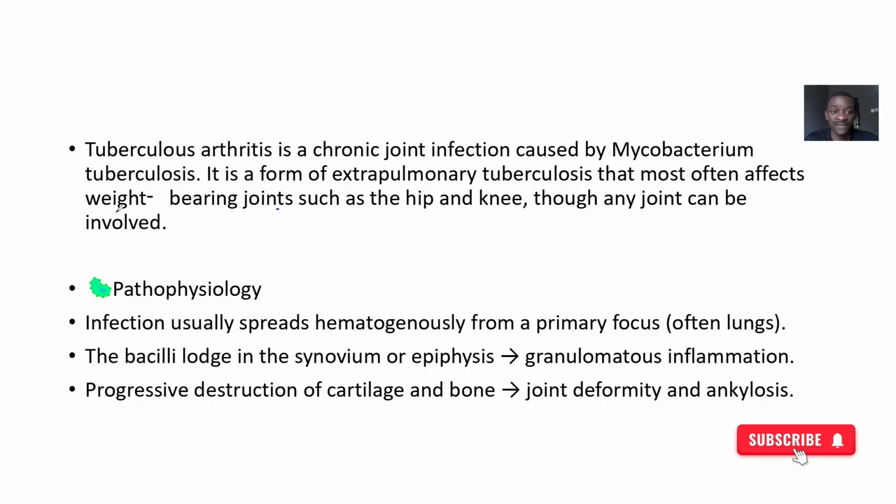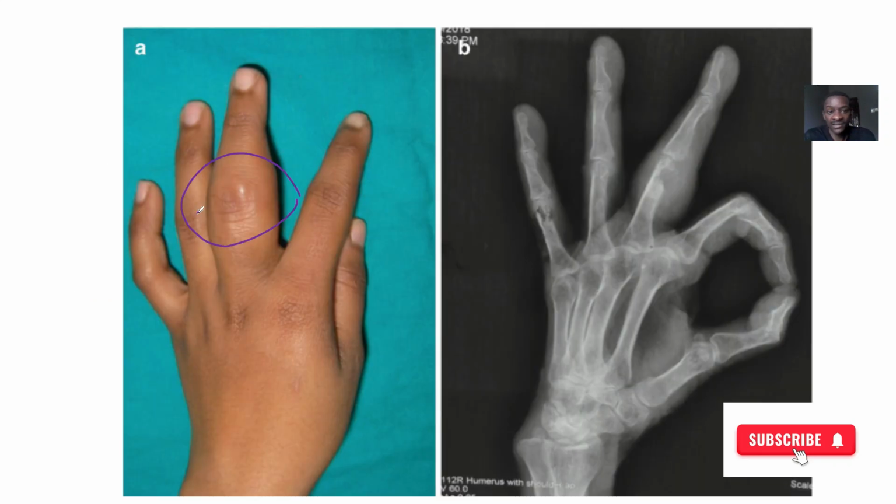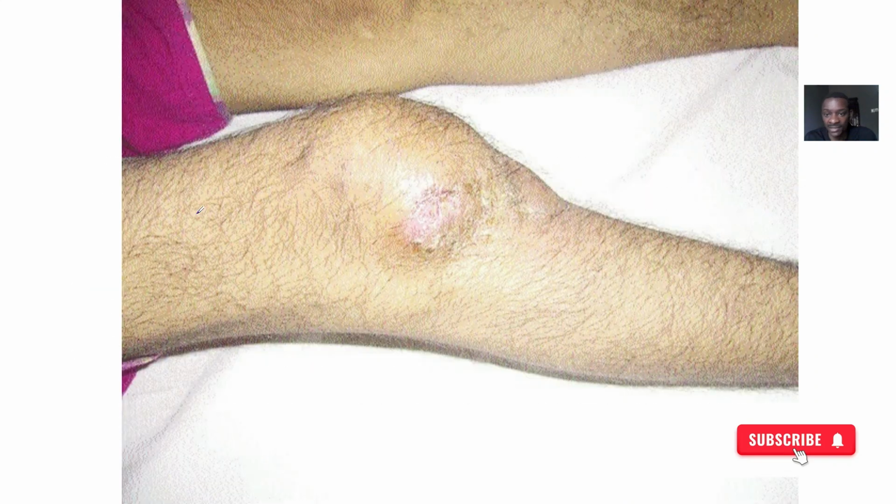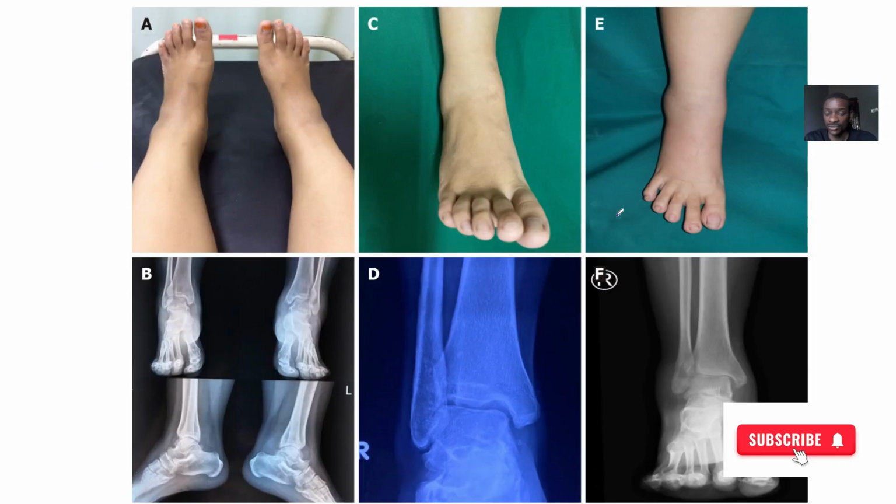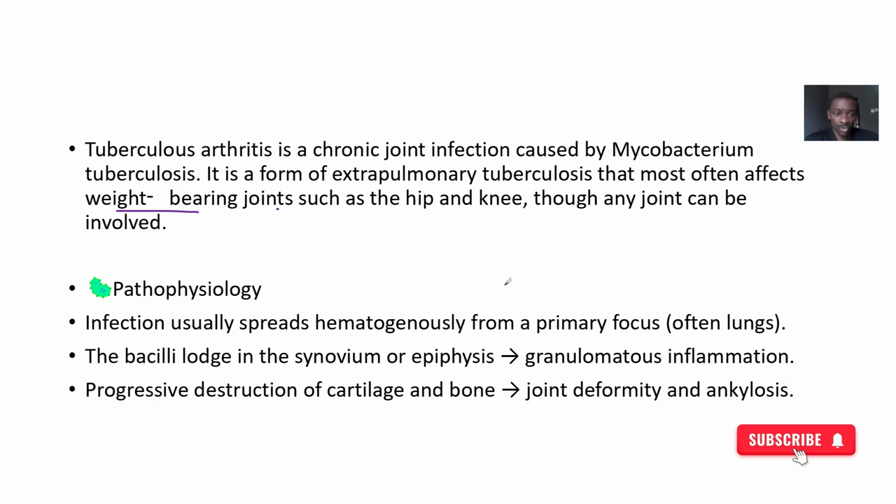So it mostly affects what? Joints that bear weight, like the hip joint and the knee. But any joint can be affected. Like you see the fingers are affected here. Let's look at the other picture. Mostly you see the knees are affected. Okay? So a lot of things, right? So you can see this person, the toes are affected. Can you see how the toes are so big? Okay, can be affected.